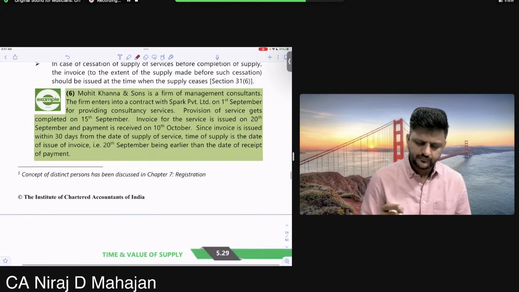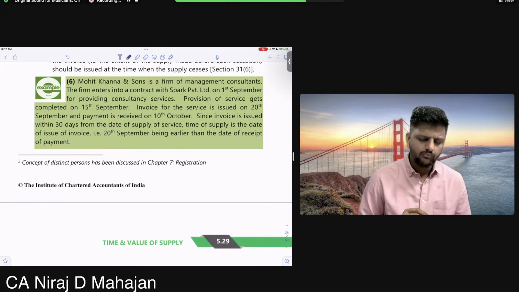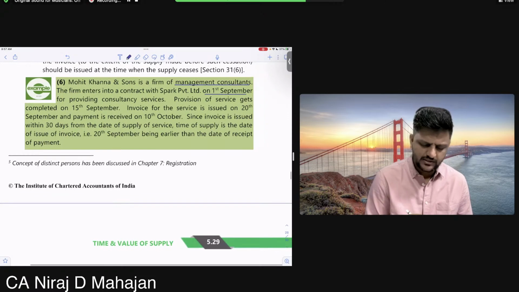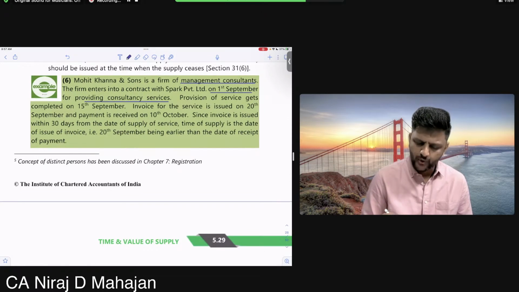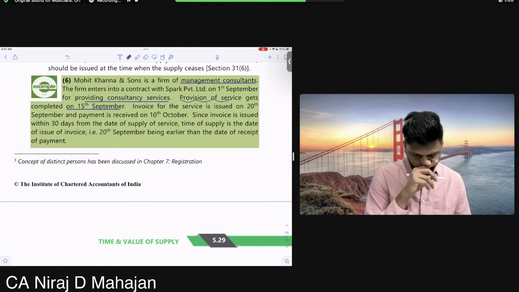Ready? Mohit Khanna and Sons is a firm of management consultants. Okay, pay attention now. The firm enters into a contract with Spark Private Limited on 1st September for providing consultancy services. But provision of service, bacho, happens on 15th September. Pay attention. That date is important for us. The 1st September is not important.